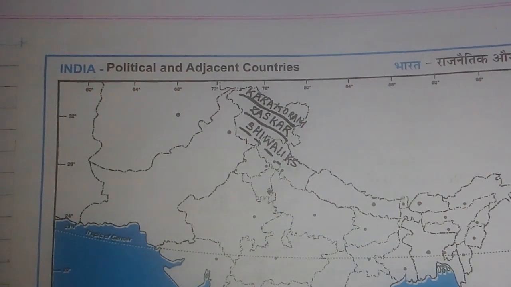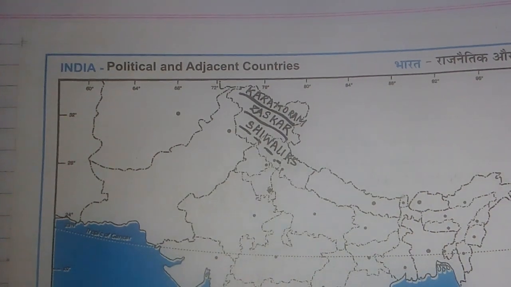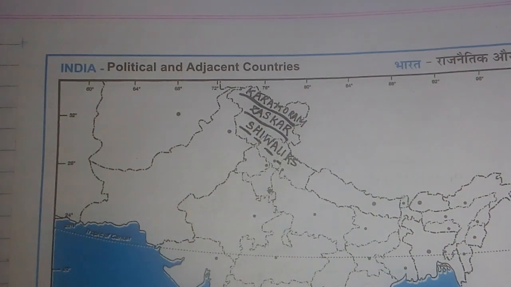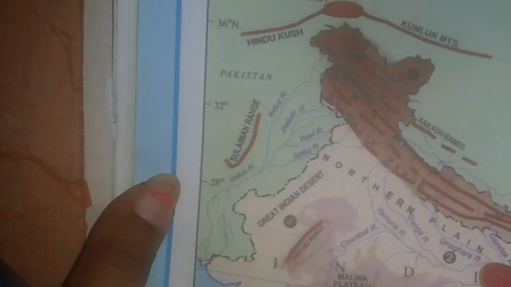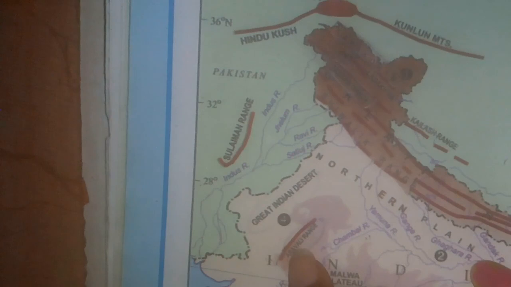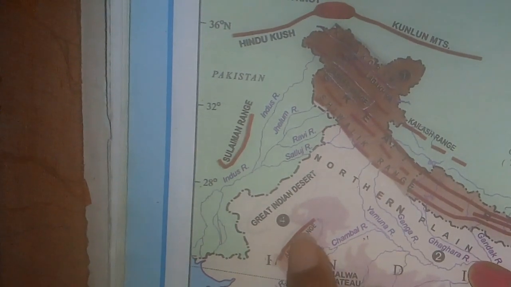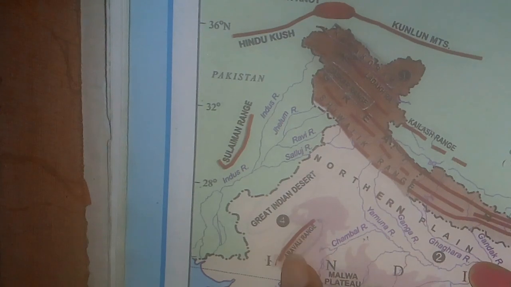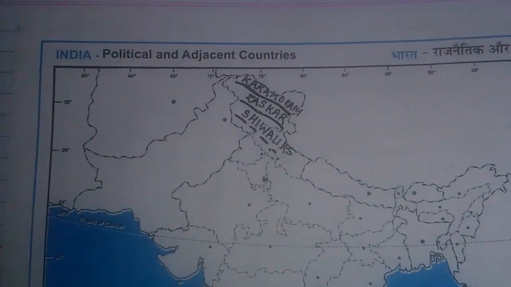I think that much is clear to you. Now the other range that we are going to mark, that is Aravali range. Again let's see it from the book. Over here at the top you are going to see the marking. यहाँ पे लाइन दिखाई दे रहा है, that is in Rajasthan. ठीक है? You can see this line, and below that is written Aravali range.